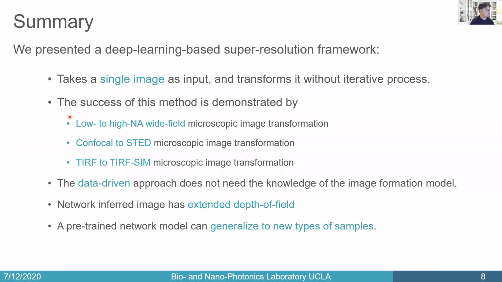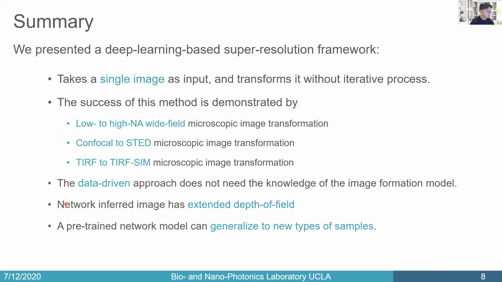So at last, I would like to summarize our deep learning-based super-resolution framework. The deep neural network takes a single image as input and transforms it without an iterative process. We demonstrated this method by low to high NA wide-field microscopic image transformation, confocal to STED image transformation, as well as TIRF to TIRF-SIM microscopic image transformation. Our approach is purely data-driven, which means we do not need the knowledge of the image formation model, and in fact, such a model is sometimes impossible to build.